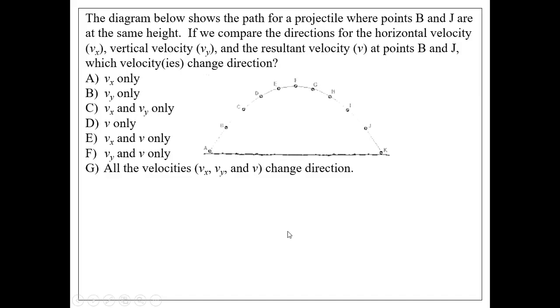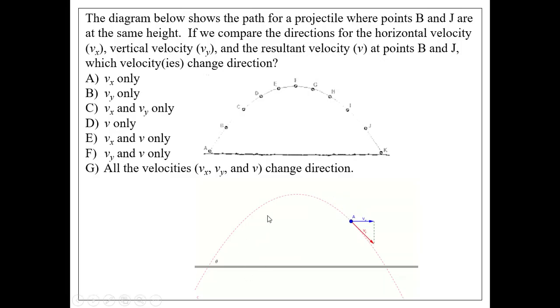Well, let's just use common sense, okay? I want to cross stuff out that cannot change. Well, Vx cannot change. Vx stays constant throughout the whole flight, okay? So this question is looking for what can change, right? Which velocity or velocities, plural, here can change? I'm looking for stuff that changes, so I can cross out stuff that doesn't change.